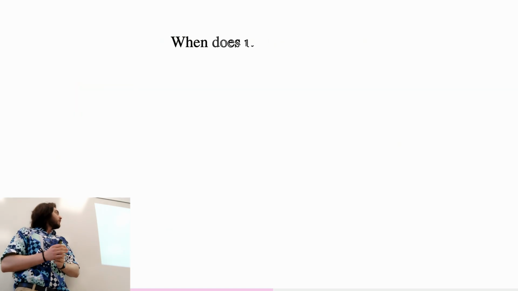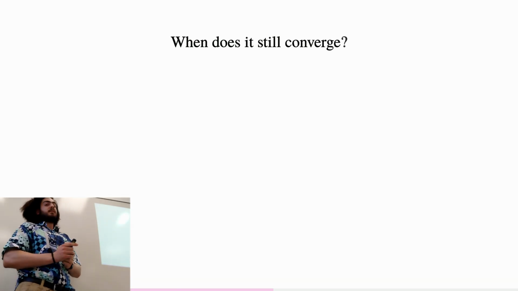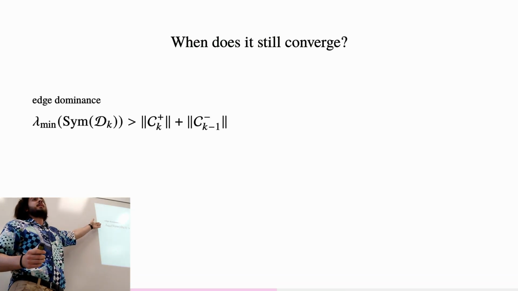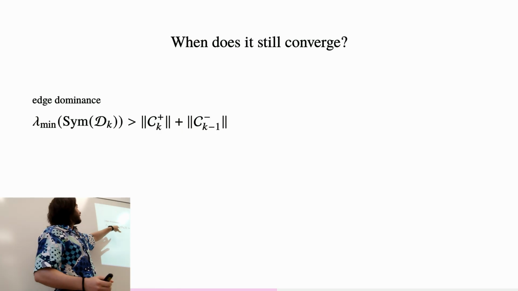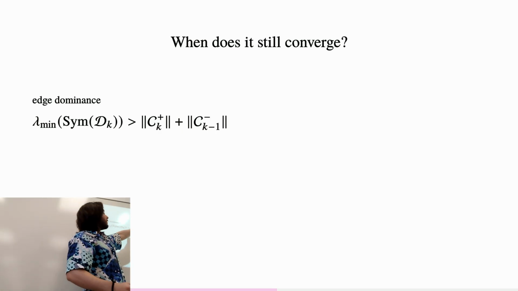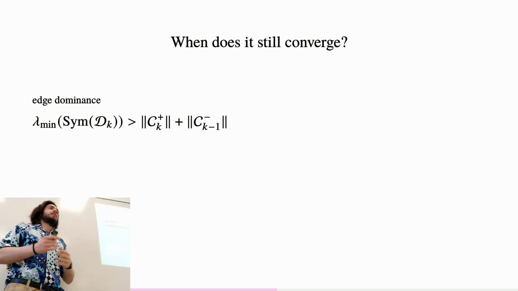There are some analogs we can talk about. So, for instance, there's this condition here that says essentially if locally the diagonals somehow dominate the off-diagonals, then we get local convergence.